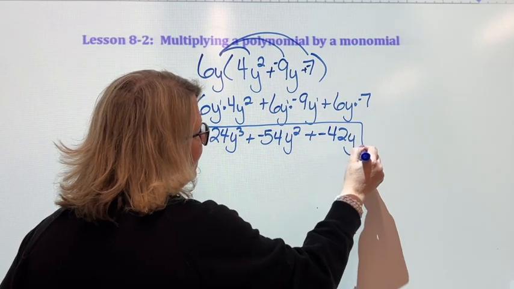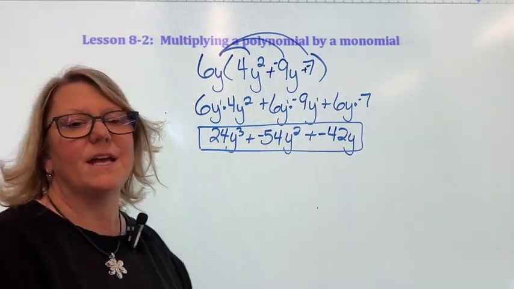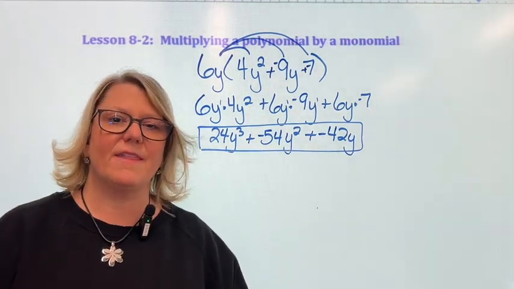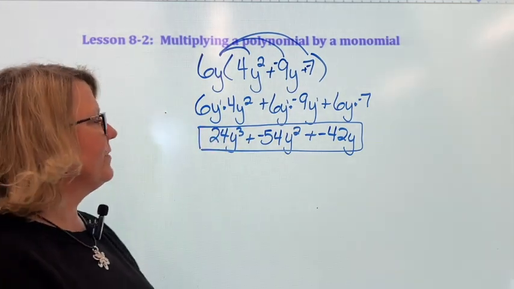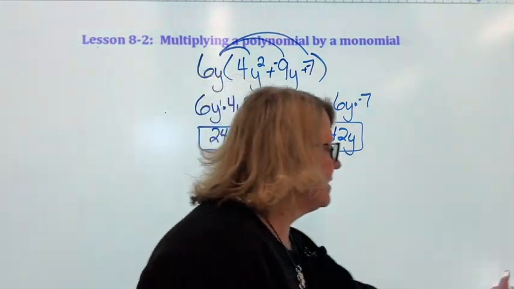We can't simplify any further because there are no like terms. We have 3 terms in there and they all have different exponents for y. So that's it simplified. This is the first part of the lesson.